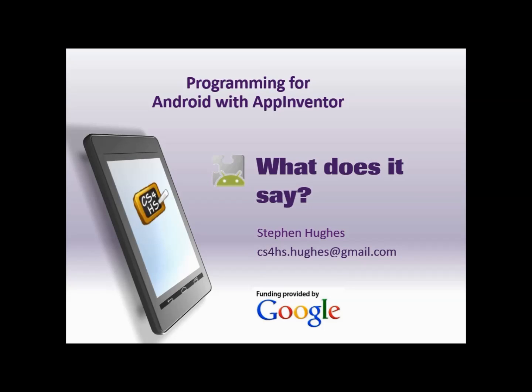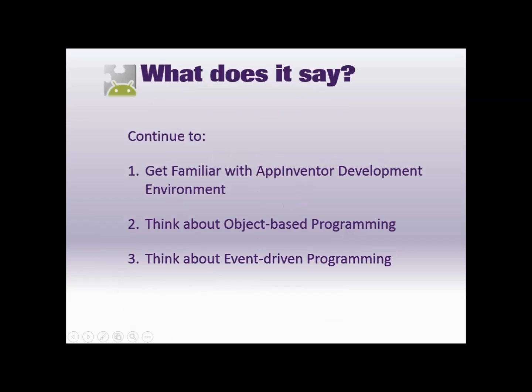This session is called What Does It Say? We're going to be working together to create an app that mirrors a popular children's toy. But our real goals are to continue to get familiar with the App Inventor development environment. I want to revisit the idea of object-based programming and think a little bit more about what it means to be event-driven programming and how that works, just to give you some additional practice with that.